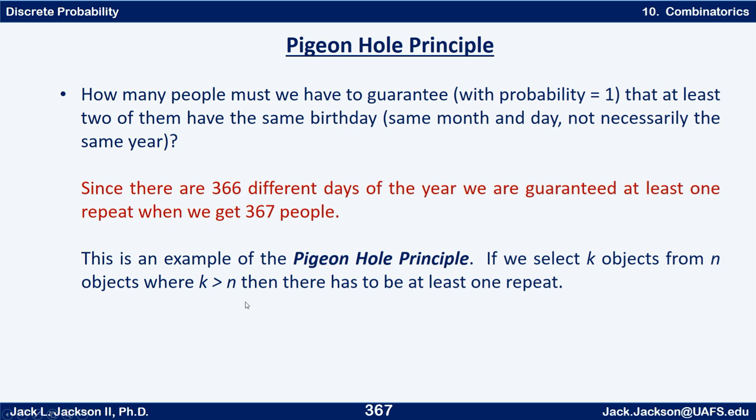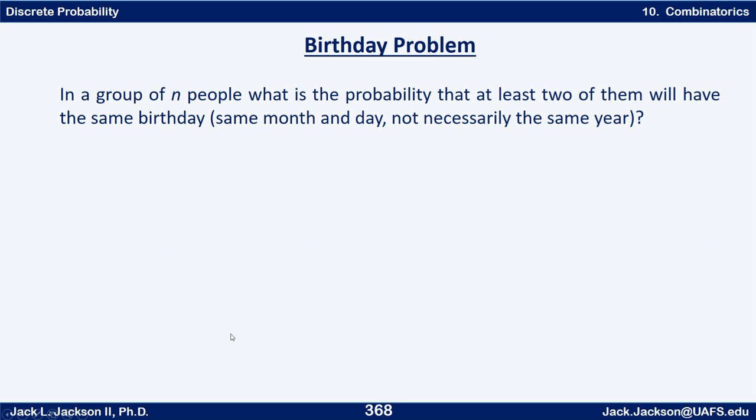Well, since there are 366 different days of the year, we're guaranteed at least one repeat when we get to 367 people. This is an example of what's called the Pigeonhole Principle. If we select k objects from n objects where k is greater than n, then there has to be at least one repeat. Okay, so we know it takes 367 to guarantee a repeat.